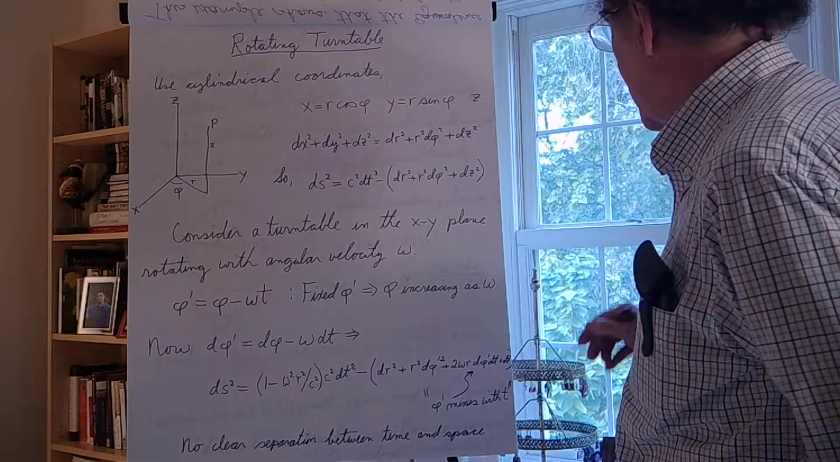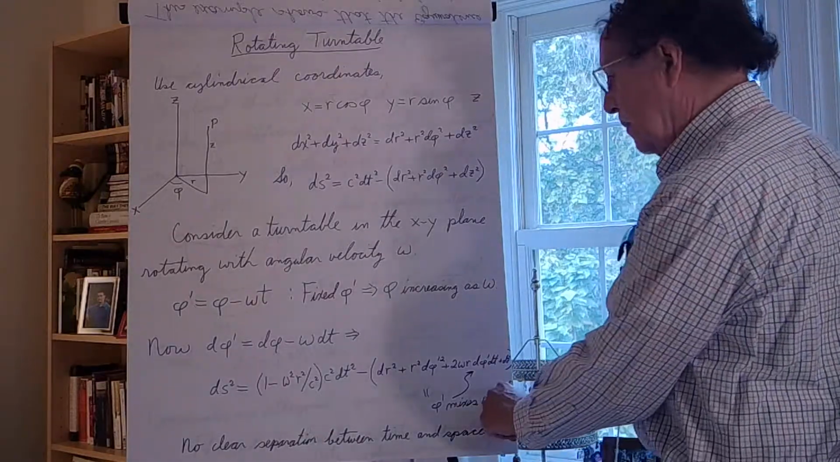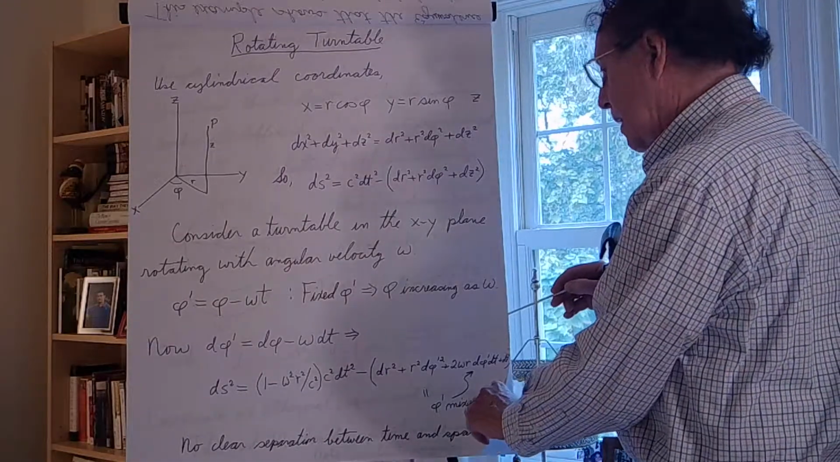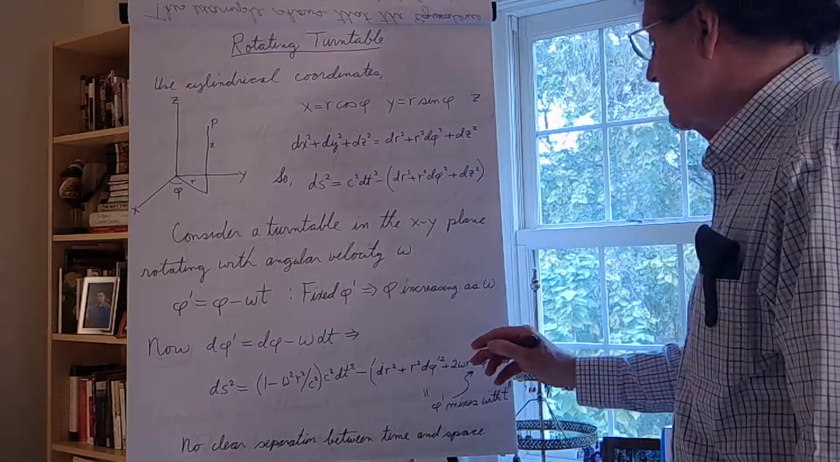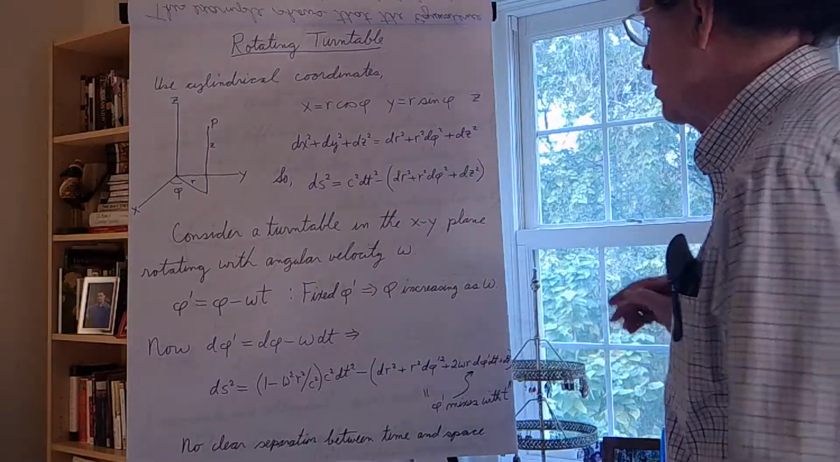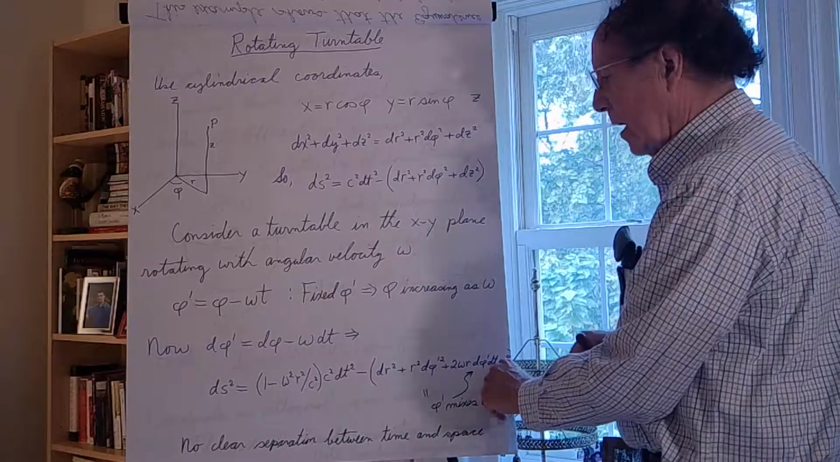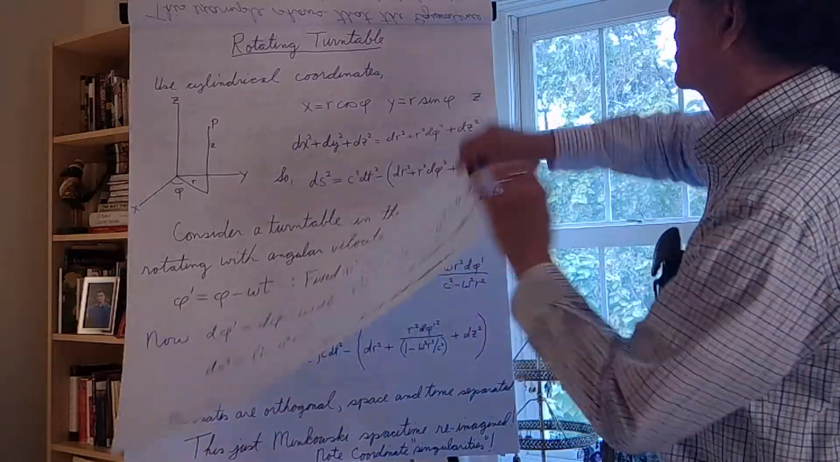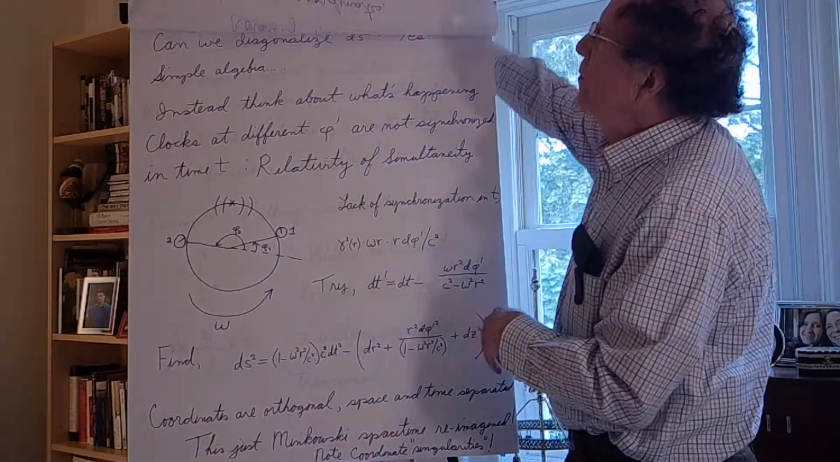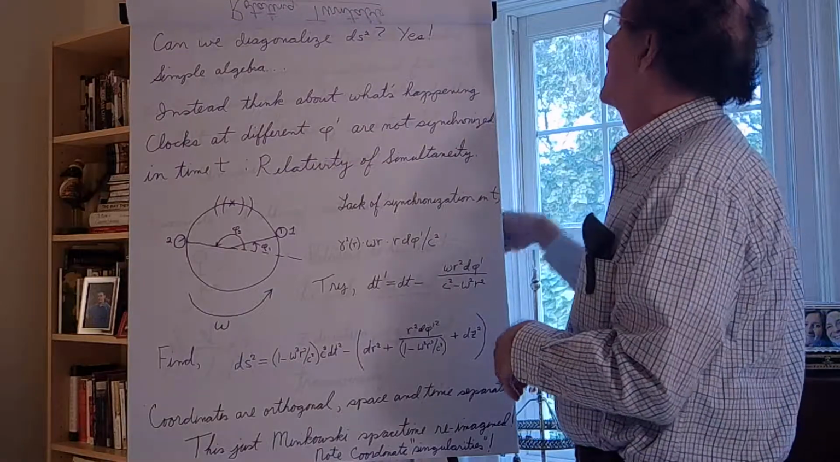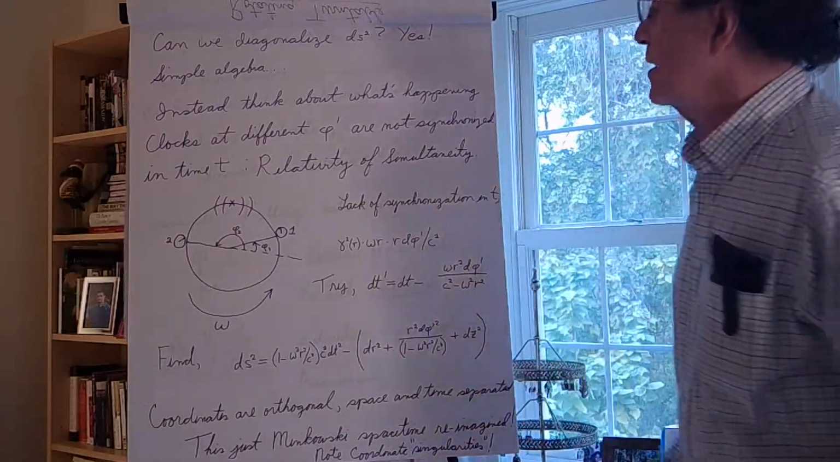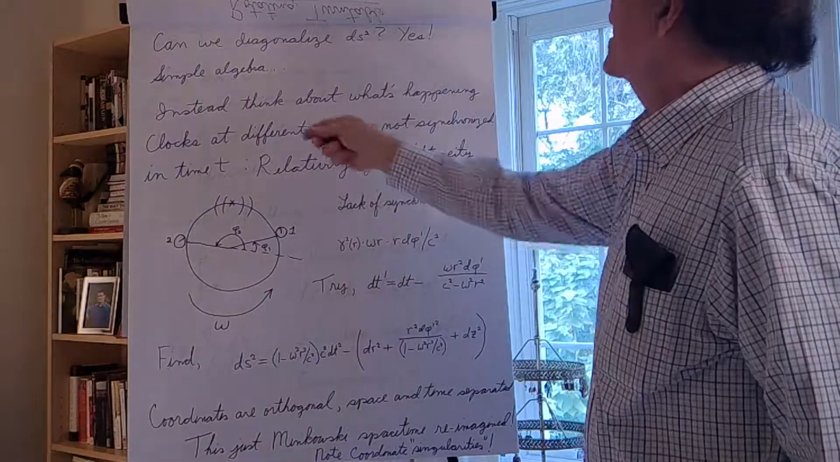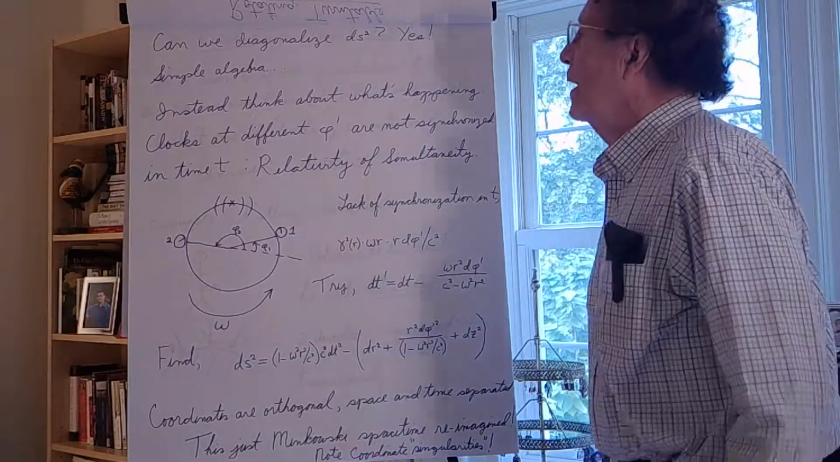Okay, I can certainly make a linear superposition of time and phi prime such that I never see mixing, and we're going to do that. But I'm not going to do it by algebra. I'm going to do it by thinking about the special relativity involved. So can we diagonalize ds squared?